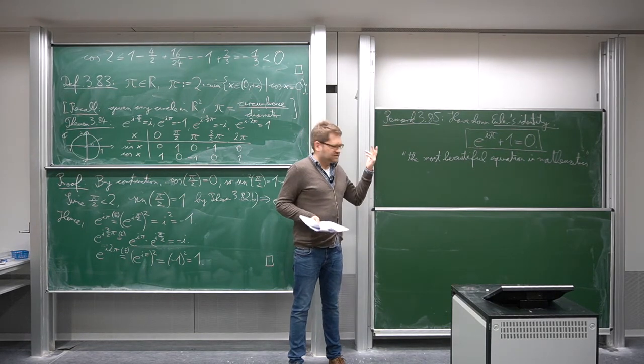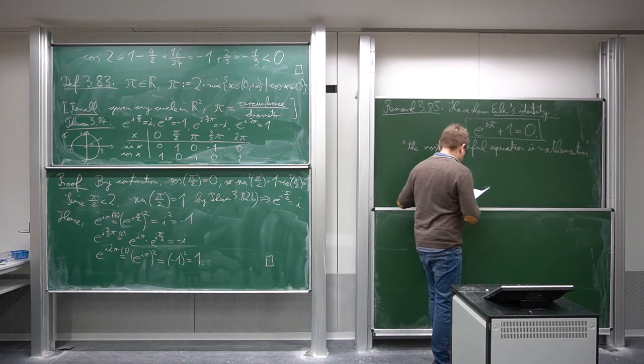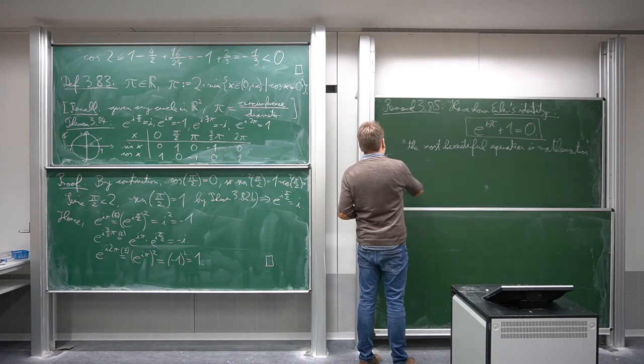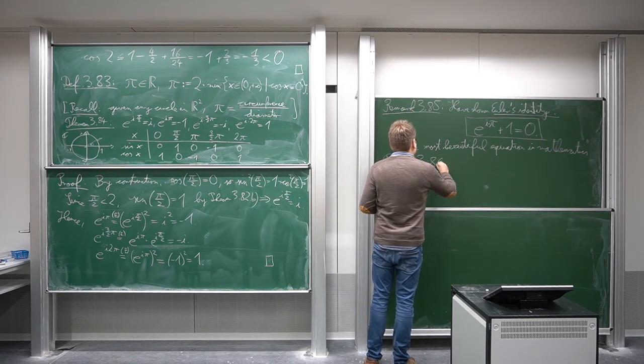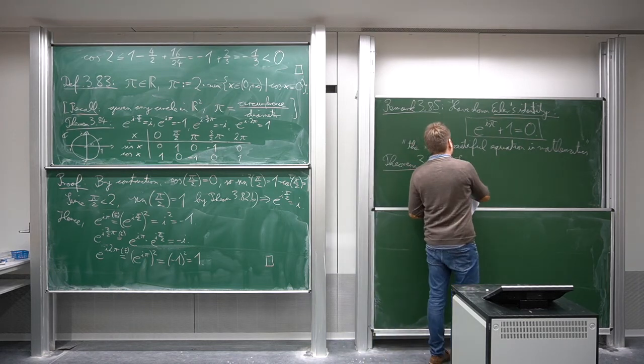But this is just beautiful. Okay, I just wanted to mention this because it's something that you should at least see once. Okay, Theorem 386. Now we want to come to the properties of sine and cosine regarding periodicity and so on.